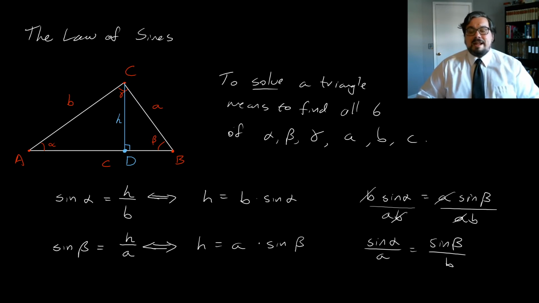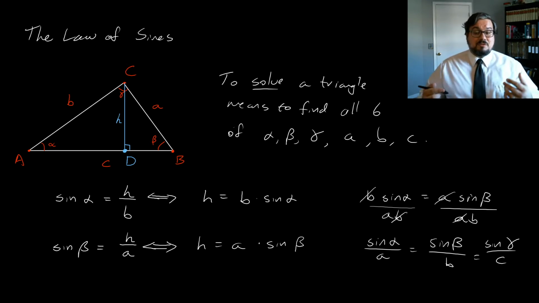So we get some ratios here that are equal. Sine of alpha over a is equal to sine of beta over b. It turns out that if you do the same argument but just switch which points you're looking at, you can also get that this ratio is also equal to sine of gamma over c. And so what this tells us is that we've got a bunch of equalities between sines of angles and side lengths of the triangles. This equation is what's known as the law of sines.